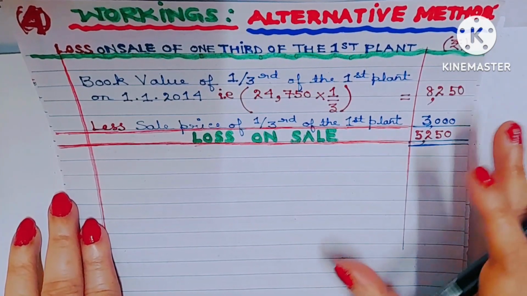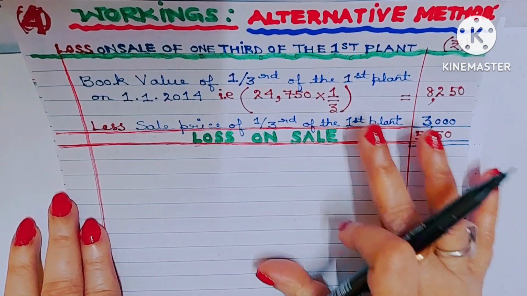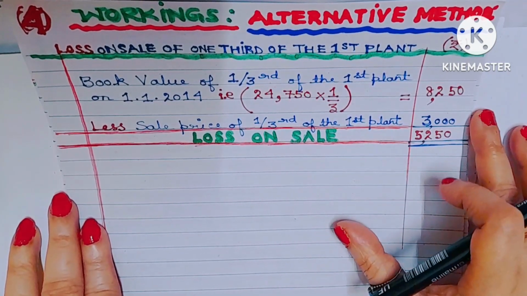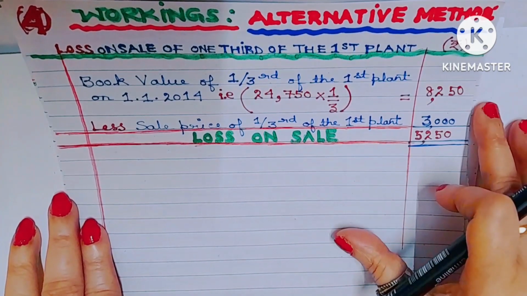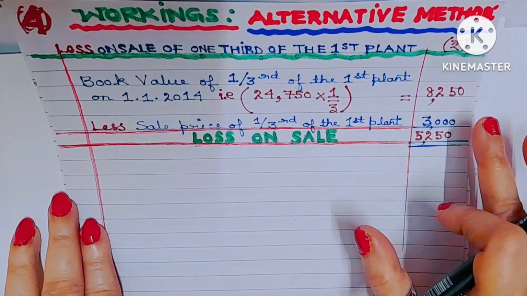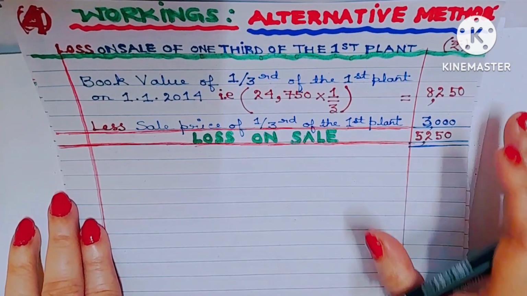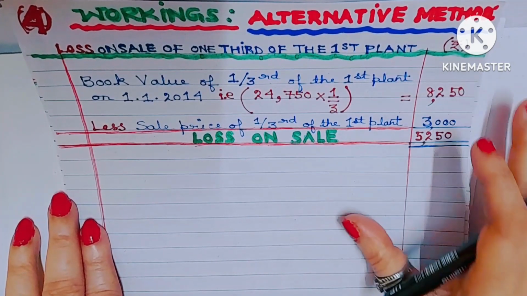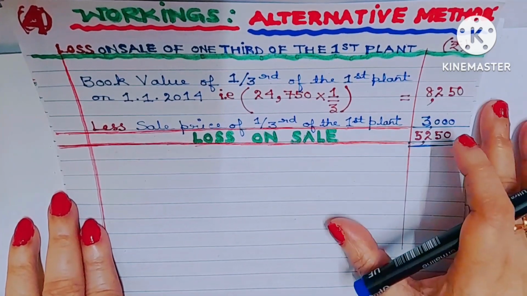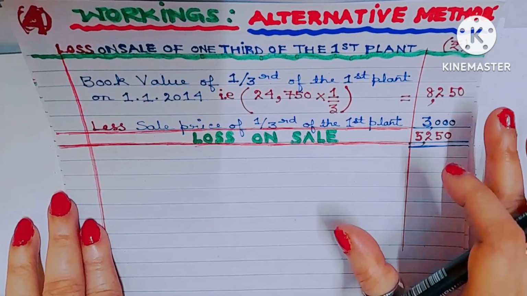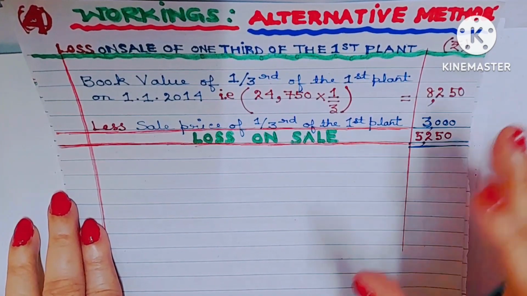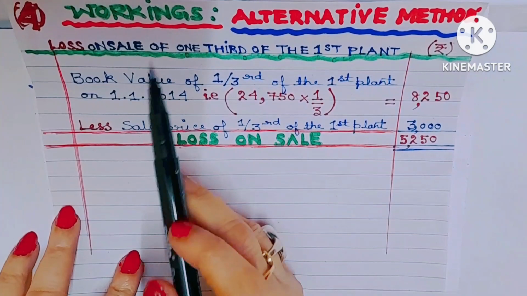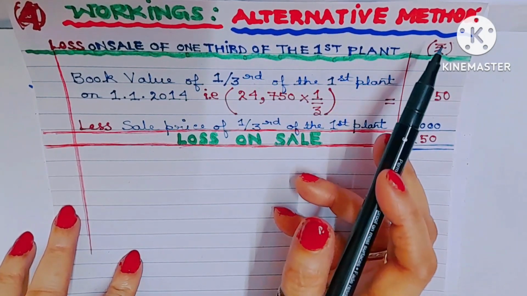And what is the difference? The difference is we have done only 1 year, that is 2014. In the previous method we showed it from the beginning of the purchase. Understood? We have done 2012, 2013, 2014 as well. But here I have only shown 1 year, that is 2014, the year when 1/3 of the first plant was sold. Whichever method you find easy, you can do it. Okay, both are correct.